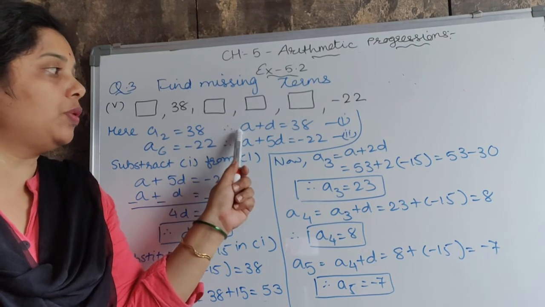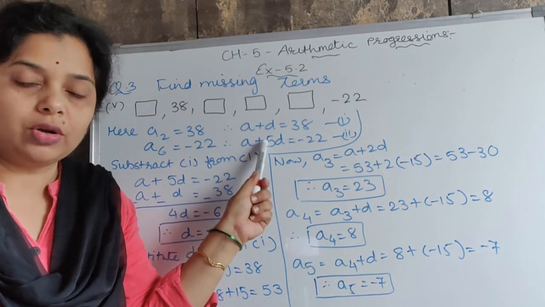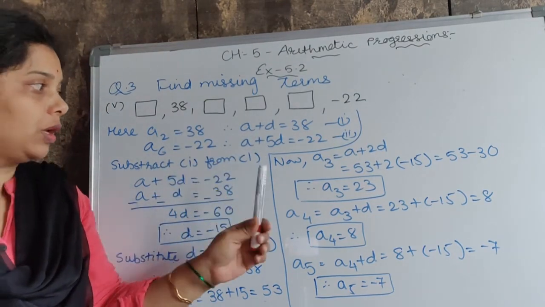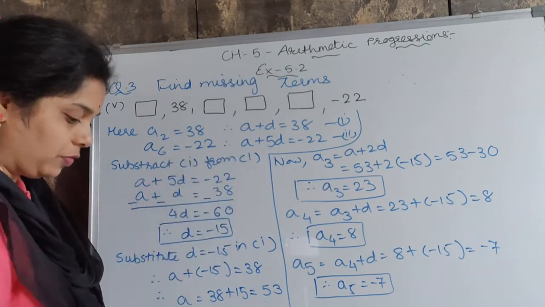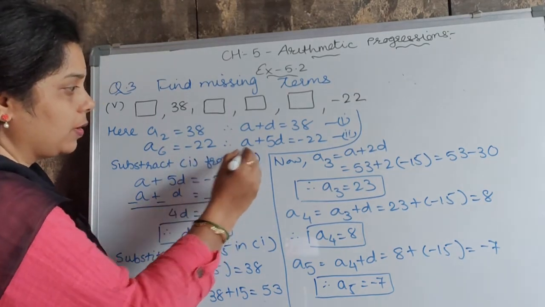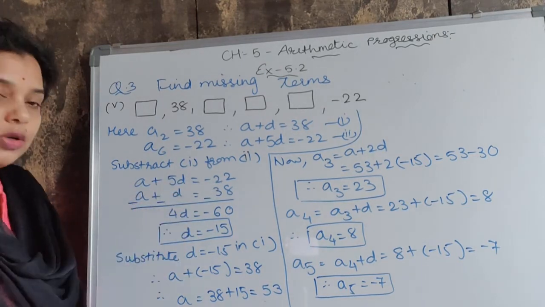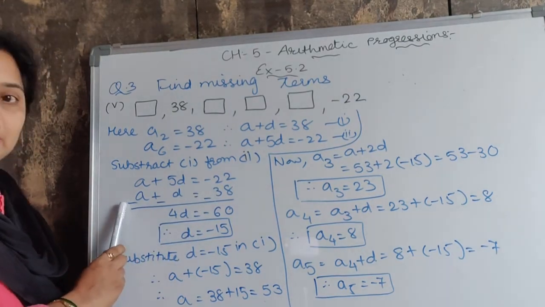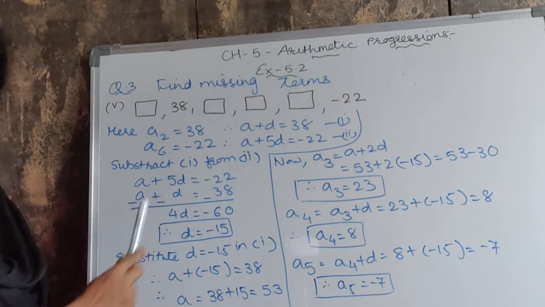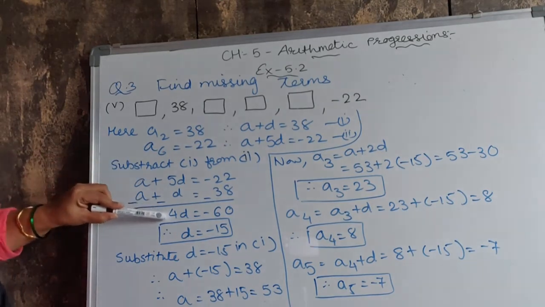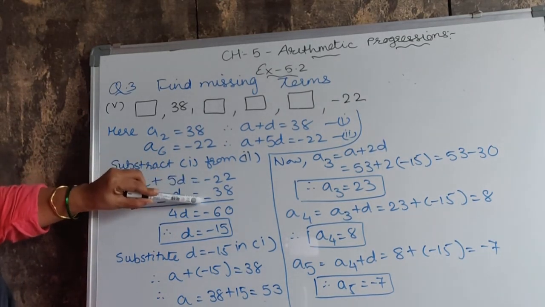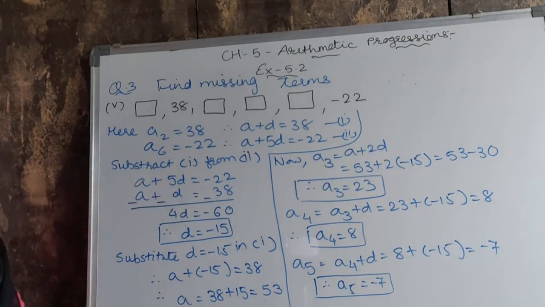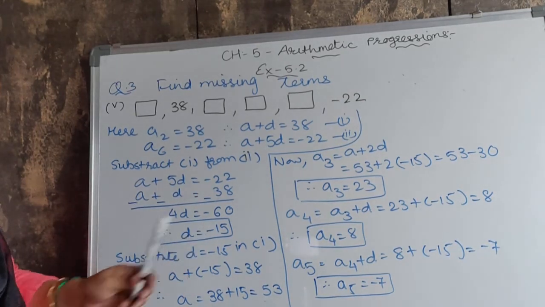Now to find the values of A and D, what do we used to do? The elimination method, or subtraction. So now subtract 1 from 2 or 2 from 1. It doesn't matter. Okay, subtract 1 from 2. Now A plus 5D is equal to minus 22 and A plus D is equal to 38. Now I do the subtraction method. It is minus, minus, minus. So plus 5D minus D is 4D, and A minus A is zero. So here 4D is equal to minus 60, therefore D is equal to minus 15.